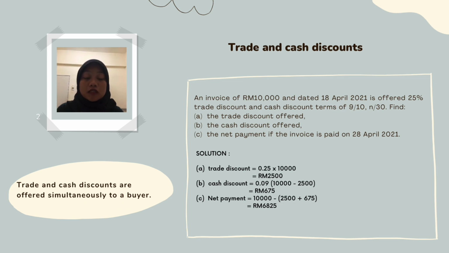For the trade discount, we just multiply 25% with 10,000 and we get the amount is 2,500 ringgit. Then for the cash discount, the buyer will get 9% times 10,000 minus 2,500. The amount will be 675 ringgit off. Lastly, the net payment is 10,000 minus 2,500 minus 675 and the amount would be 6,825 ringgit.